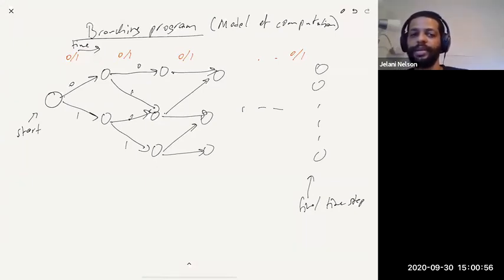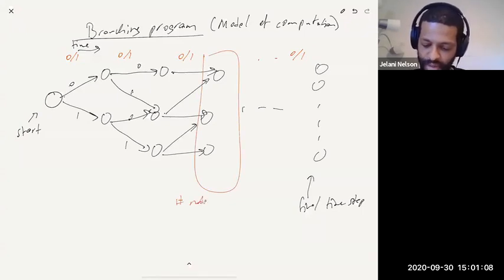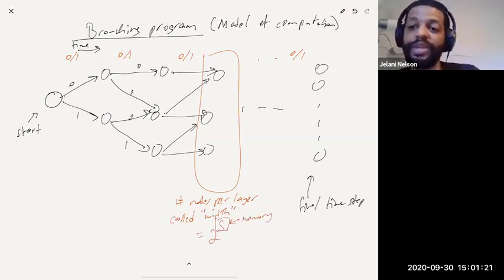Okay. So does that make sense? That's the name of the game. Now, if you look here, the number of nodes per layer is called the width of the branching program. And this is basically 2 to the s, where s is the memory, because if you have s bits of memory, you have 2 to the s possible memory configurations you could be in. Okay?